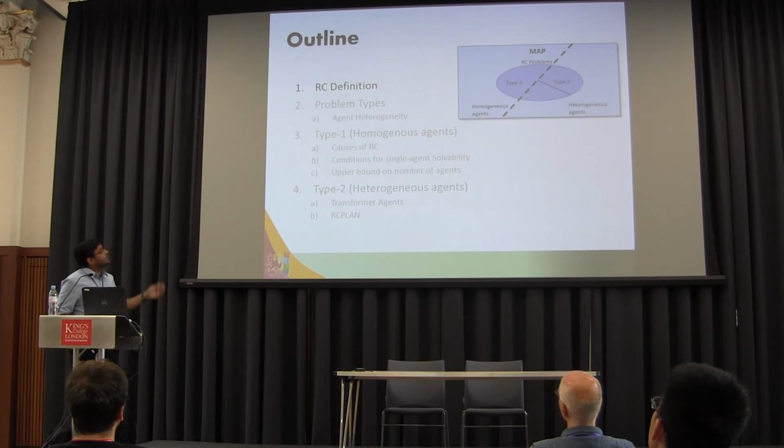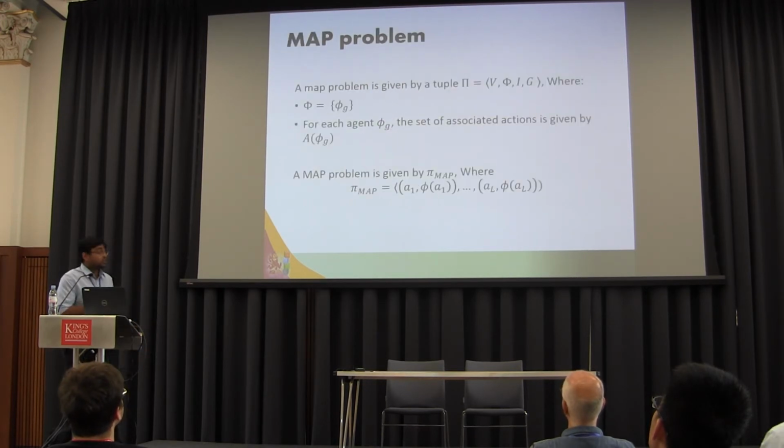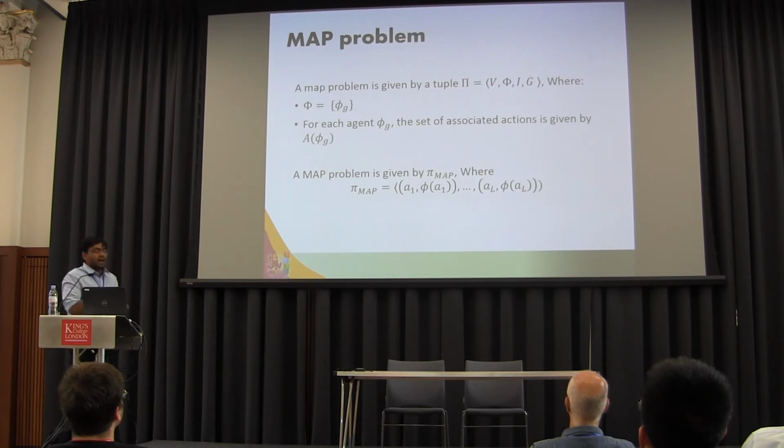Now, moving on, we'll start with the RC definition. We define multi-agent problems by extending the normal Sackler formalism, where we define the multi-agent problem using V, phi, and G, where phi is a set of agents, and we have this additional assumption that the goals are independent of agents. So the goals do not consider continuous agent variables.